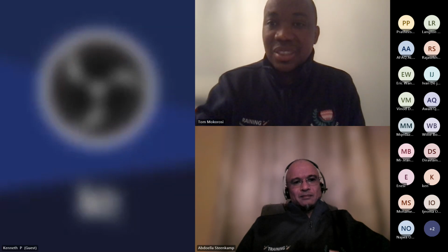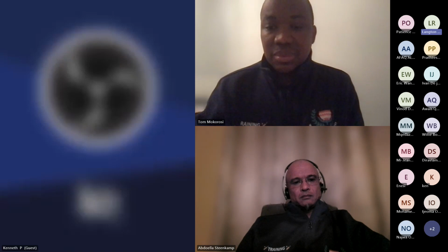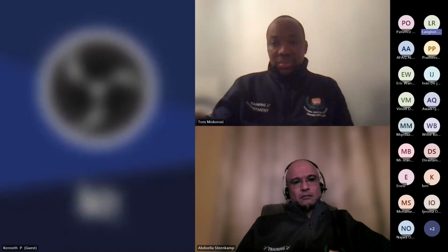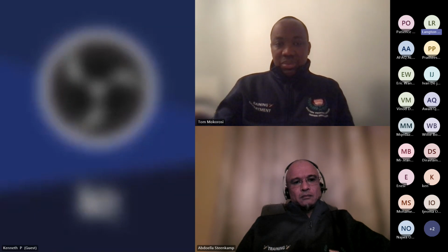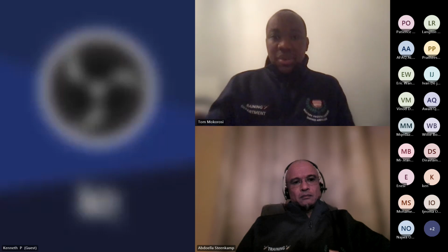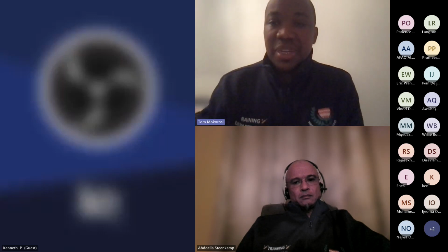Tom, still on the same scenario, what if the batter goes ahead and plays the ball for 6 while off the pitch? Once the batter leaves the pitch, he can't score runs off that ball. If he's off the pitch, it's no ball, dead ball immediately. But if he's on the pitch, it's a no ball and a 6 if he plays it from the pitch. Answered? Happy, Eric? Thumbs up. Thank you.